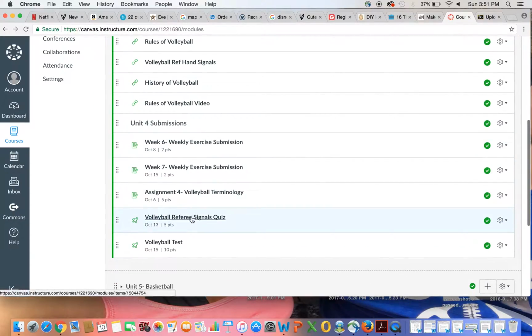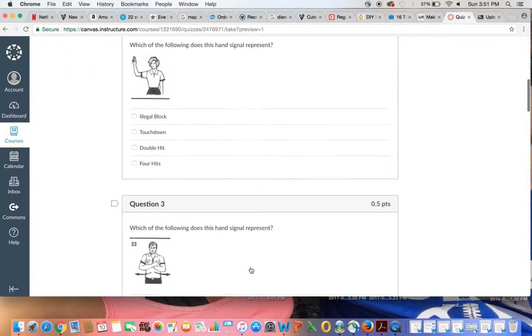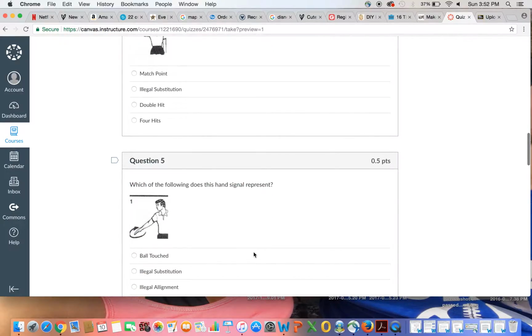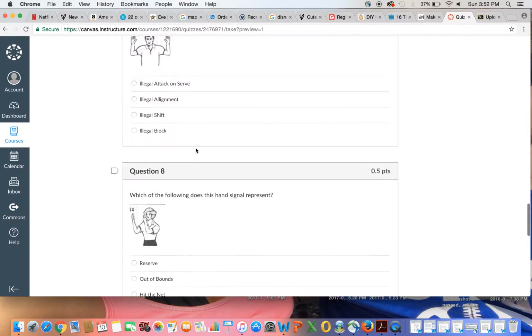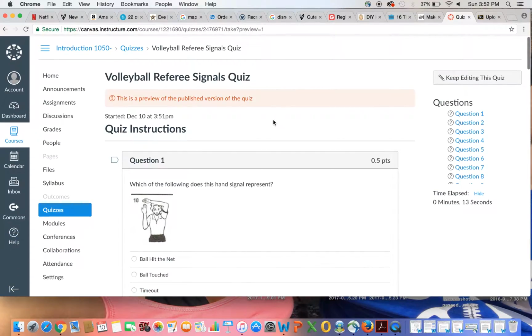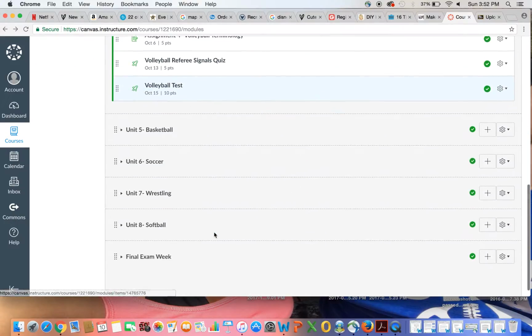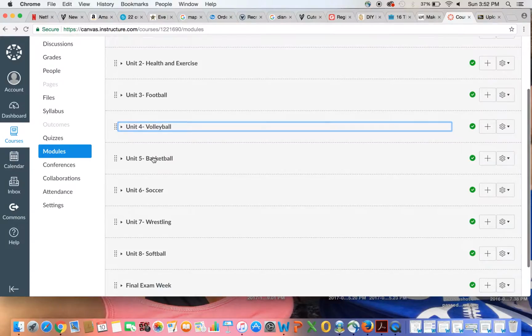So again, got a referee's signal quiz. All the sports units' quizzes will be over different referee hand signals. So I'll cut out pictures of that, and I'll have students tell me what that means. And again, these signals can be found both in the files page and in the modules page. So moving on, I'm just going to shut these so it looks cleaner.